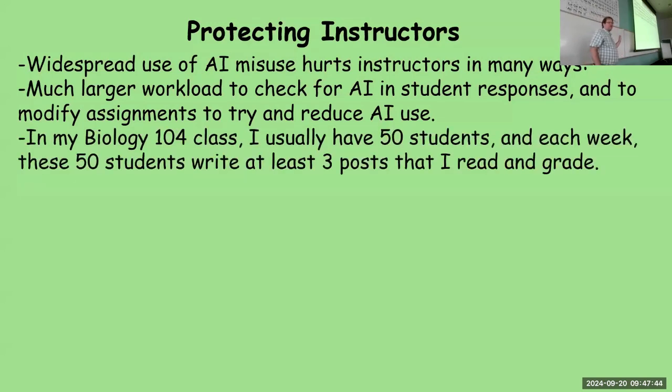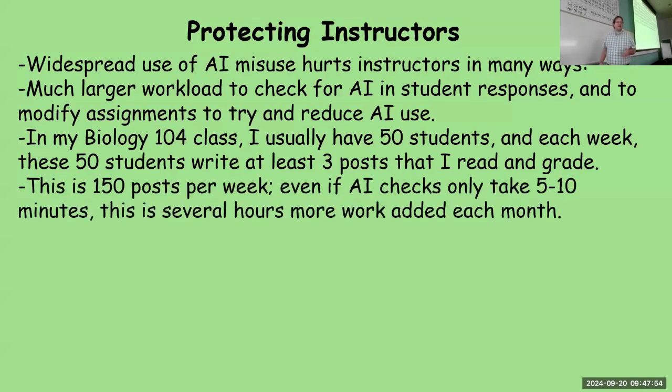Like in my Biology 104 class, I usually have about 50 students. And each week, these 50 students write at least 3 posts that I read and I grade, all of them. That's 150 posts per week. And even if an AI check only takes 5 to 10 minutes to copy and paste it, read through it, and possibly write a response to the student, this is a lot more hours added each month on top of my normal workload. But I do this engagement because teaching an online asynchronous class requires you to have constant engagement with students and for them to engage with each other.